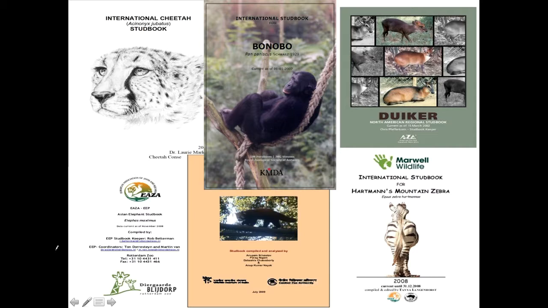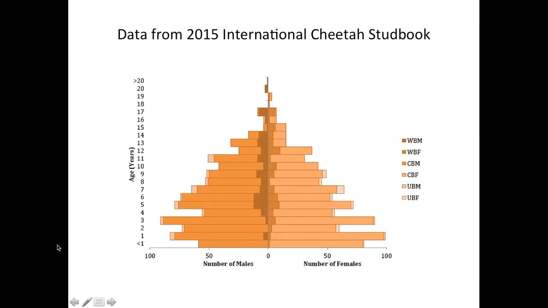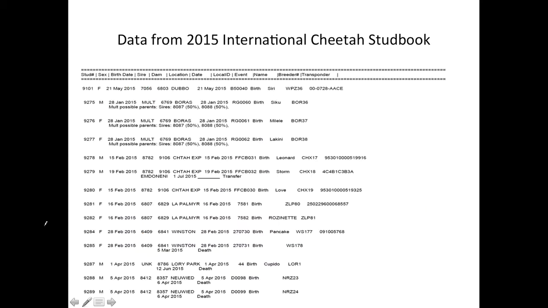These stud books include information about the age, sex, parentage, and location of individuals for the species. Shown here is a diagram from the International Cheetah Stud Book, which shows the age of individuals in the species and the number of males and females. Shown here is a table which displays parentage. You can see the stud number of the offspring, the sex of the offspring, its birth date, its father and mother, and where it was born and on what day. This is information for those individuals born in 2015.